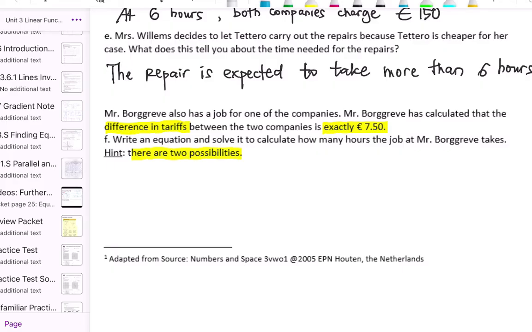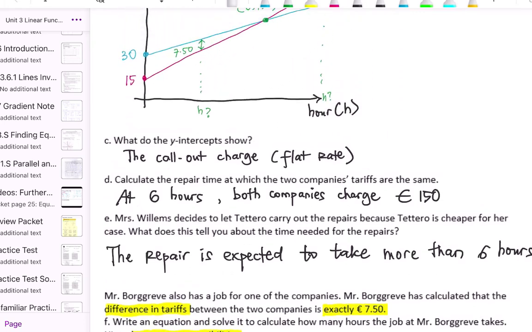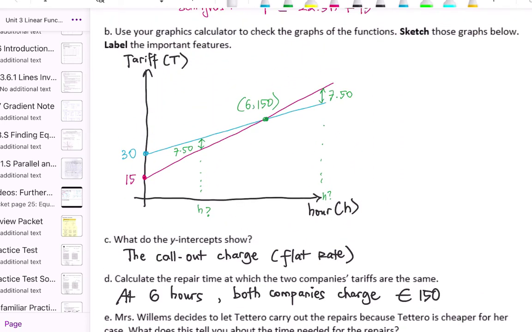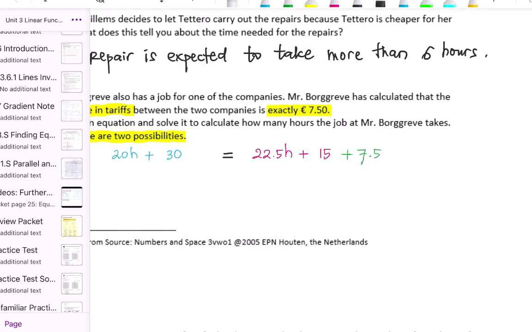At 3 hours, we can write it like this: Tetero will be more expensive by 7.5. So we add 7.5 to the pink one. In that case, this will be more by 7.5 compared to the pink formula. So we checked just now with the calculator that it will be at 3 hours of repair. So the answer will be after 3 hours.